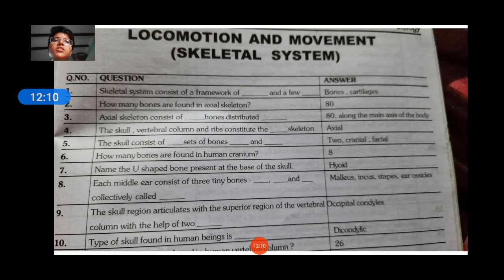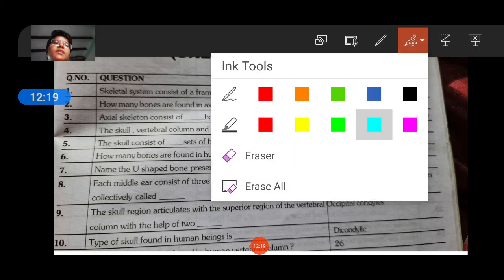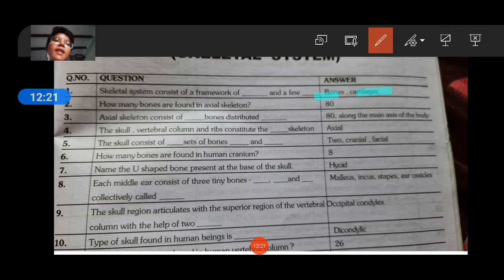Now the another segment of locomotion and movement, the skeletal system, we will see here. The skeletal system consists of a framework of bones and cartilages. How many bones are found in axial skeleton? 80. The axial skeleton consists of 80 bones distributed along the main axis of the body. The skull, vertebral column and ribs constitute the axial skeleton.